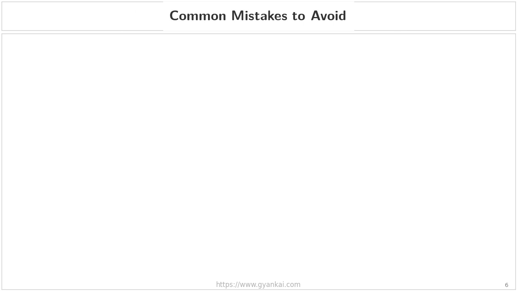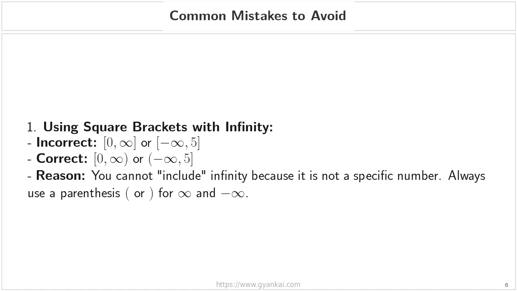Common mistakes to avoid. First, let's talk about using square brackets with infinity. You might see someone write something like 0, closed bracket, infinity, closed bracket, or negative infinity, closed bracket, 5, closed bracket. Both of these are mathematically incorrect. The correct way to write them is 0, closed bracket, infinity, open parenthesis, or negative infinity, open parenthesis, 5, closed bracket. The reason for this is very important.